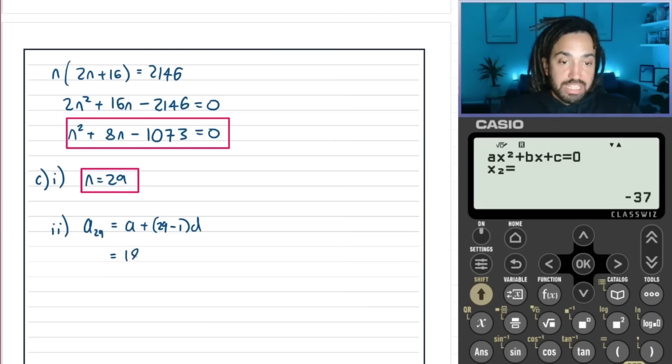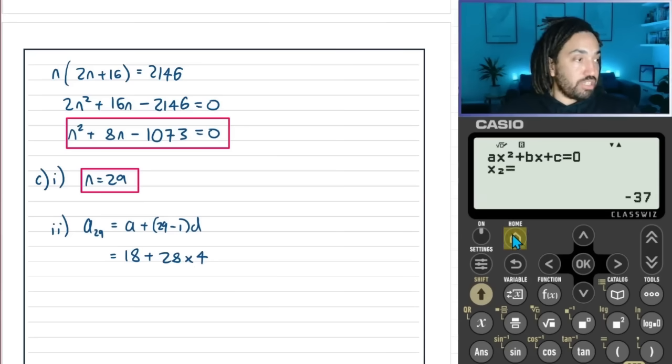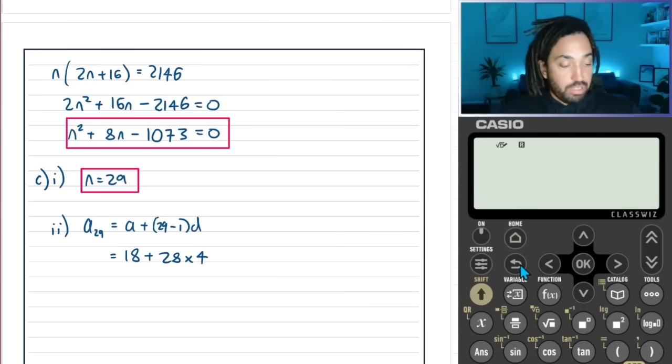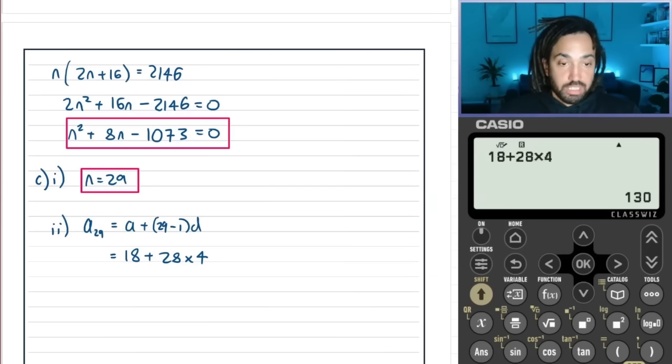And we know that a is 18, so that becomes 28, and we know that d is 4. So we just need to do that calculation, and we should be good to go. So 18 plus 28 multiplied by 4 gives us 130. Great. So 130 seats.